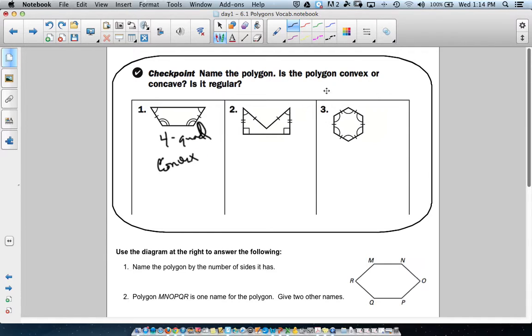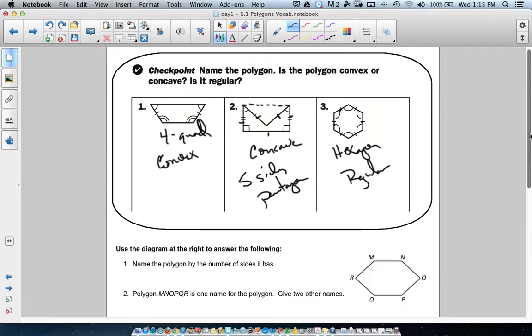Number 2, let's look at it this way. Is it concave or convex? Well, if we connect this part up here, it's below that, so it would be concave. Is it regular? No, not all the sides are equal. Plus, the angles are not equal, so it's not equiangular. How many sides? 1, 2, 3, 4, 5. This would be 5 sides, a pentagon. And this last one is 1, 2, 3, 4, 5, 6, which is a hexagon. And then it is regular, because all the sides and all the angles are equal.